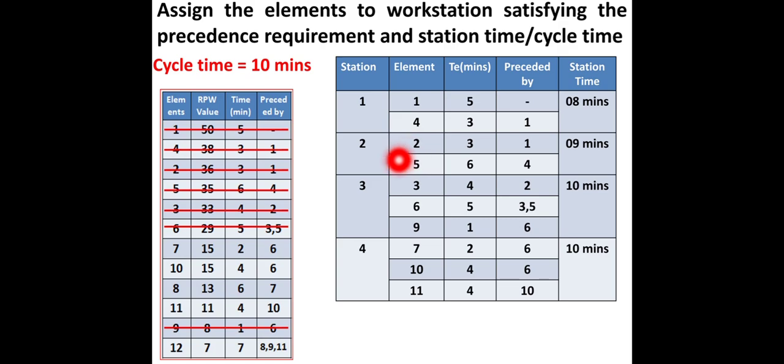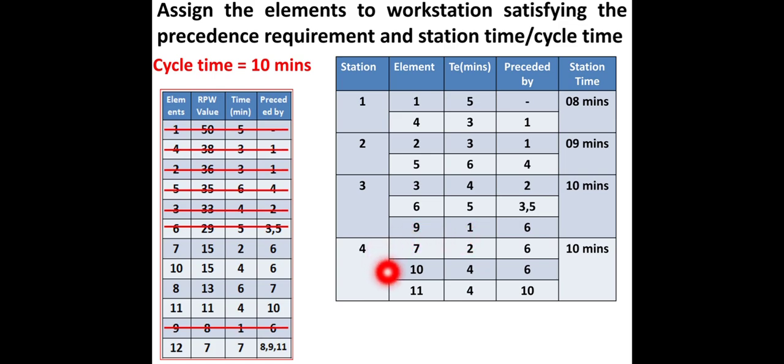Station number 4 will have this 7 and 10. 2 plus 4 will be 6. Element number 8 I can't assign as it has an element time of 6. 6 plus 6 will be 12 minutes, and the cycle time is 10 minutes. So what I do, I assign element number 11. For element number 11 the precedence constraint is 10. 10 is already appearing here, so not a problem in assigning. So it will be equal to 10 minutes.